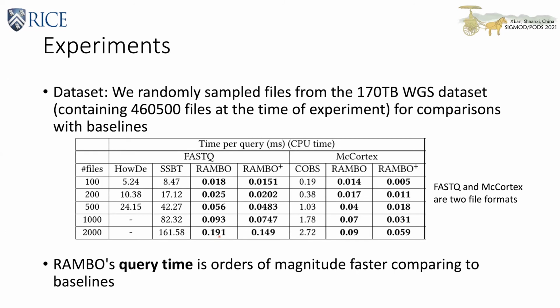We compared the query time with the state-of-the-art methods at the same false positive rate. Here, COPS is an array of Bloom filters. DSBT and SSBT are hierarchical Bloom filter methods. They are variants of the sequence Bloom tree. We are beating all the baselines, and Rambo is approximately 25 times faster than the most competitive baseline, COPS, here.